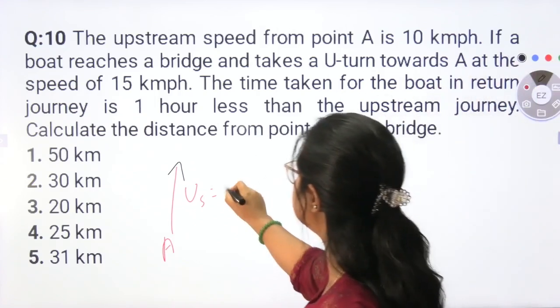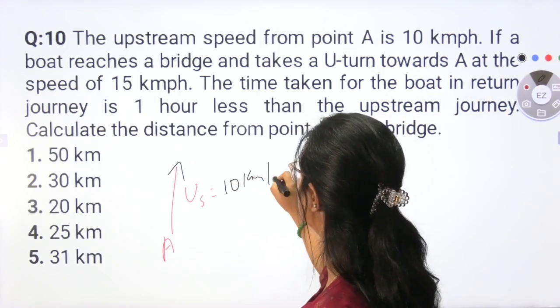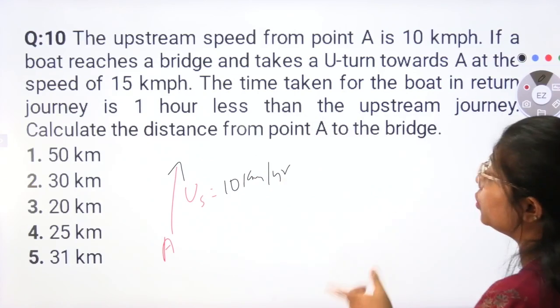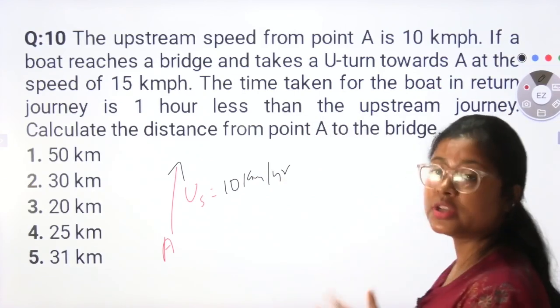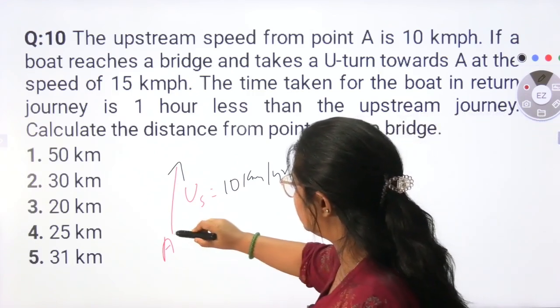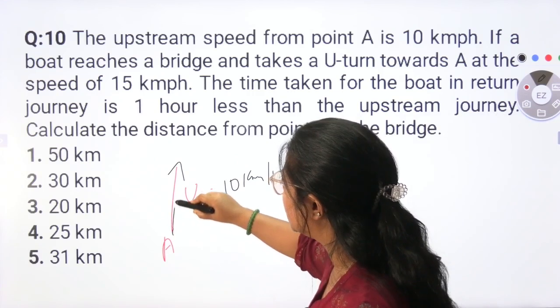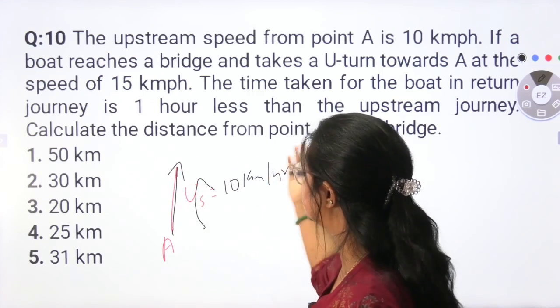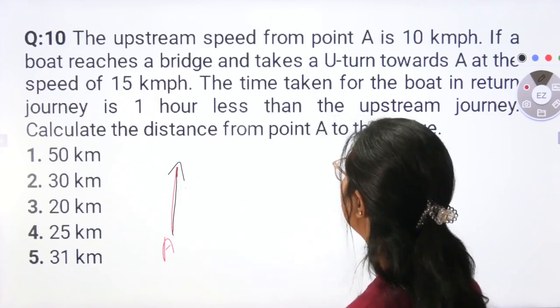So upstream speed is 10 kilometer per hour. If a boat reaches a bridge and takes a U-turn, so while going from that point, it is reaching a bridge, and takes a U-turn.